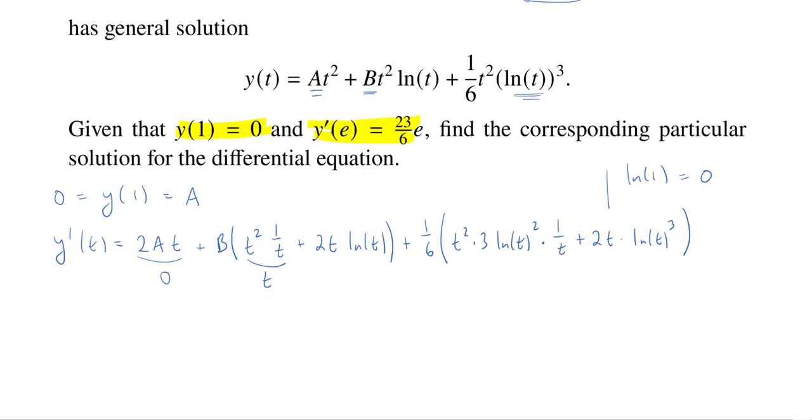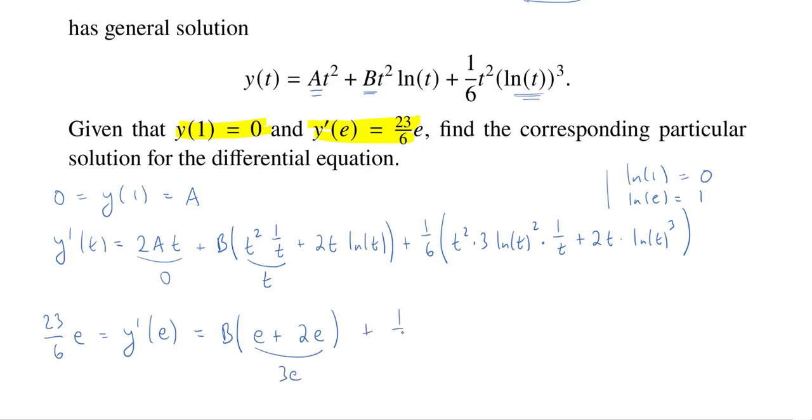And the data point we have is when t is equal to e. So we get 23 over 6 times e equals y prime of e. What is y prime of e? Again, we knew this first term was 0 anyway because a was 0. Then we have b. Here's my t, and that just becomes e, plus 2e times the natural log of e. Natural log of e is what I have to raise e to in order to get e. You have to raise e to 1 to get e, so this is just 1. So I just get a 2e, and this is just going to be a 3e.